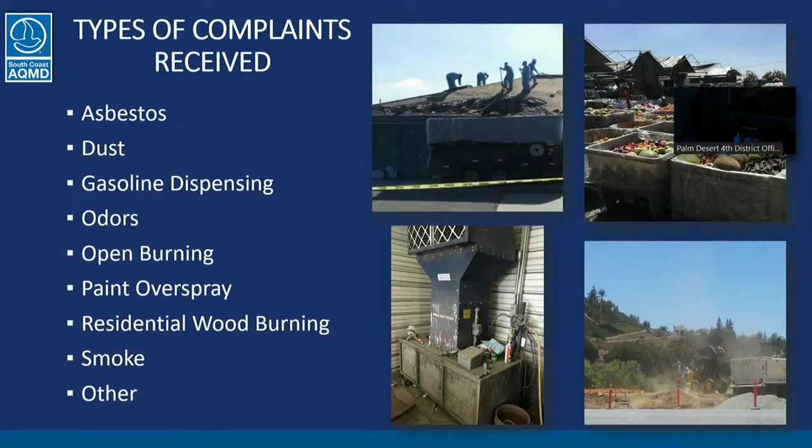So just a little bit of information on the types of complaints we receive. We typically receive odor complaints, dust complaints, asbestos, gasoline dispensing, paint overspray, smoke complaints. During our no burn season, we receive a lot of residential wood burning complaints. And we receive a category of other types of complaints. These can be anything from an illegal business operating, or debris in an open lot, chemtrails or mold, anything like that. We do log in all of those complaints, and we still assign those for response.